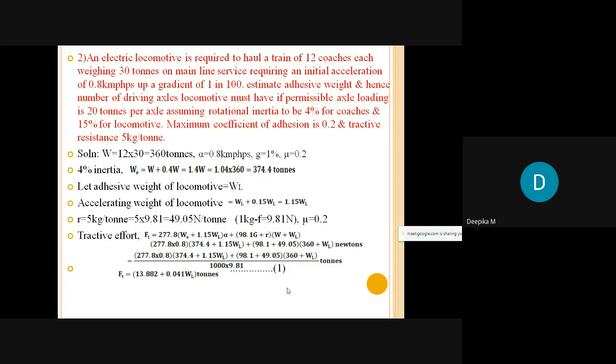Next, we know the tractive effort to slip the wheels, which is Ft equals the coefficient of adhesion into the adhesive weight, which is again the WL. So that is 0.2 WL. So we have two equations. Let us equate equations 1 and 2. Then WL will be equal to 87.3081 ton. In this way, we calculate the weight of the locomotive.